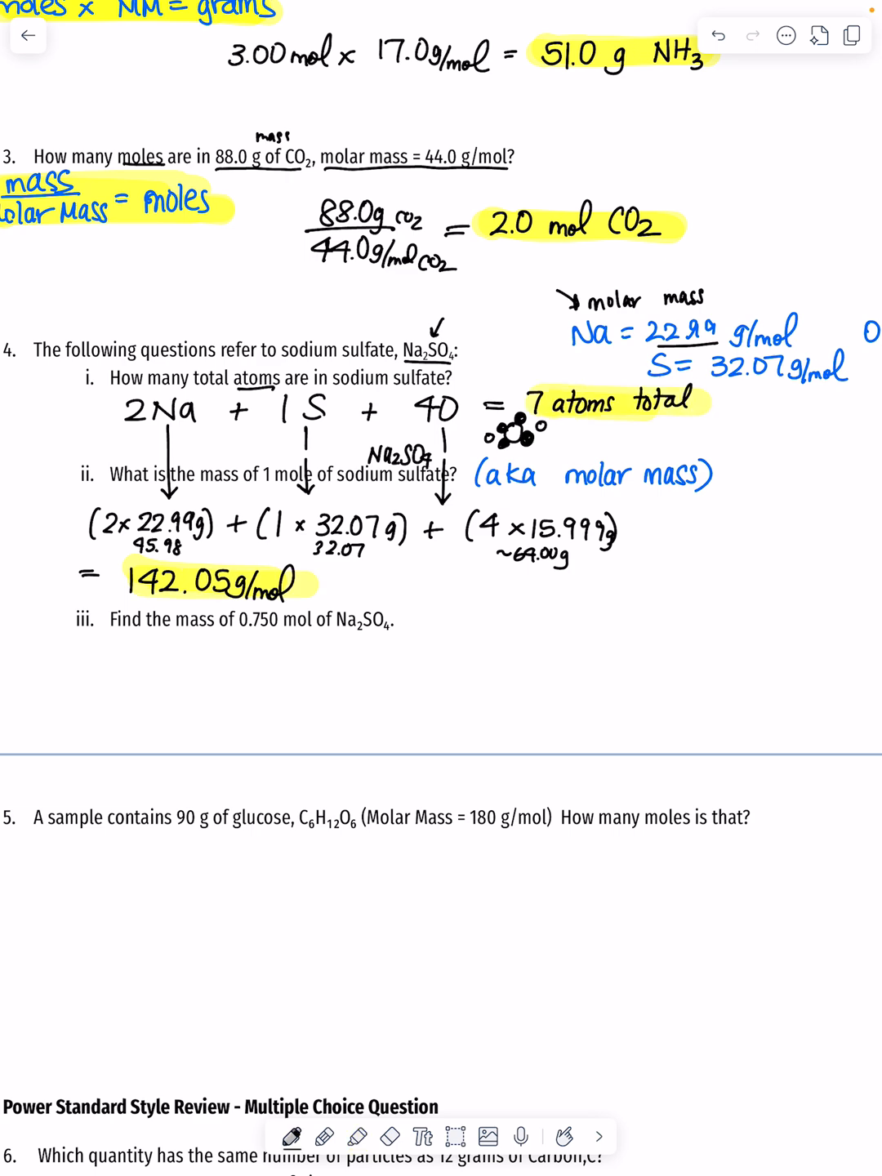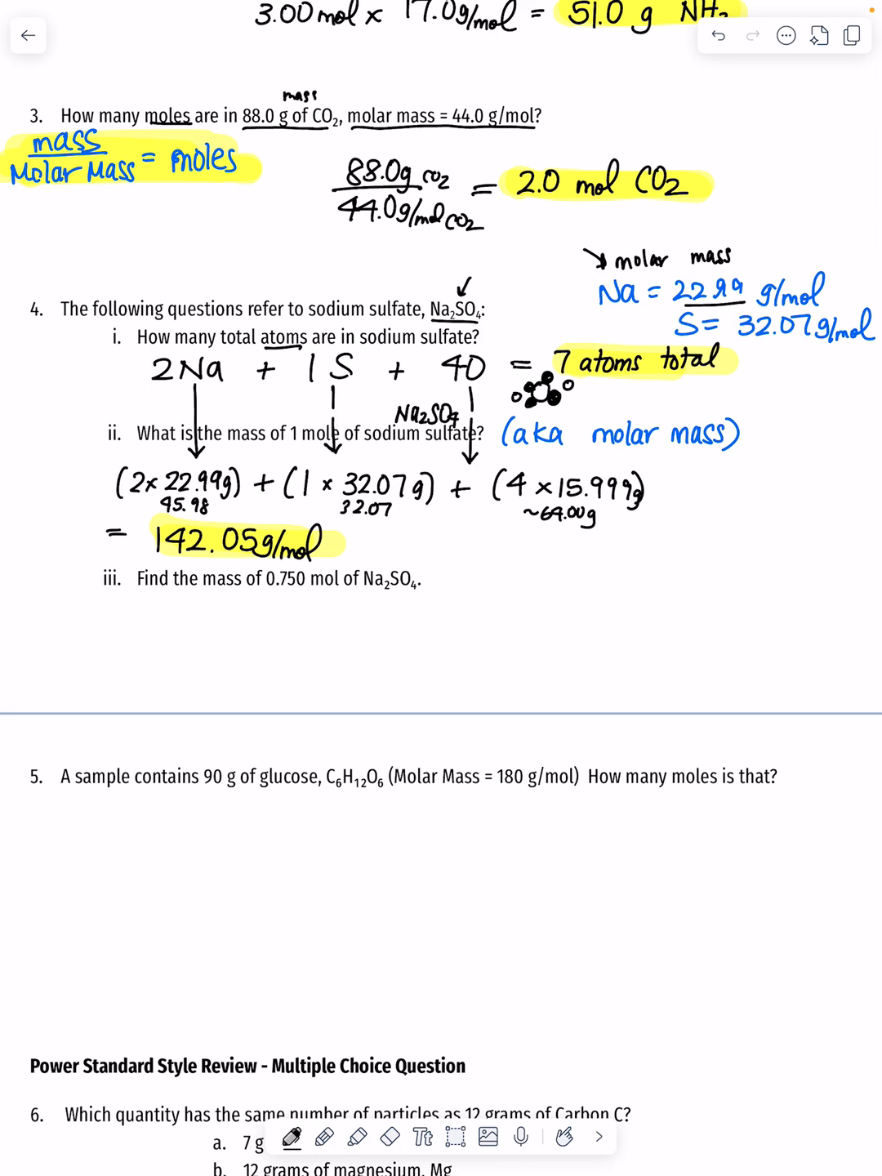And then finally, last one on the bottom of this page here says, find the mass of 0.750 moles of Na₂SO₄. Well, I already got the molar mass in the previous question. All of these refer to sodium sulfate. If I want the mass, how do I solve for mass?